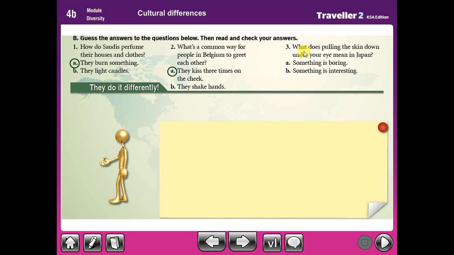What does pulling the skin down under your eye mean in Japan? Something is boring, or something is interesting? Now you are going to read the text to check your answer.